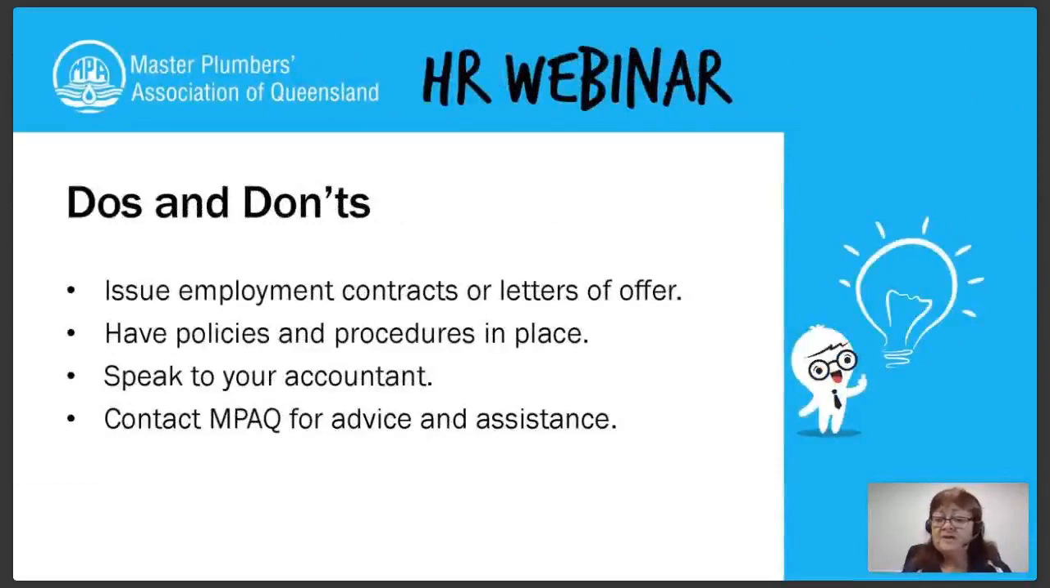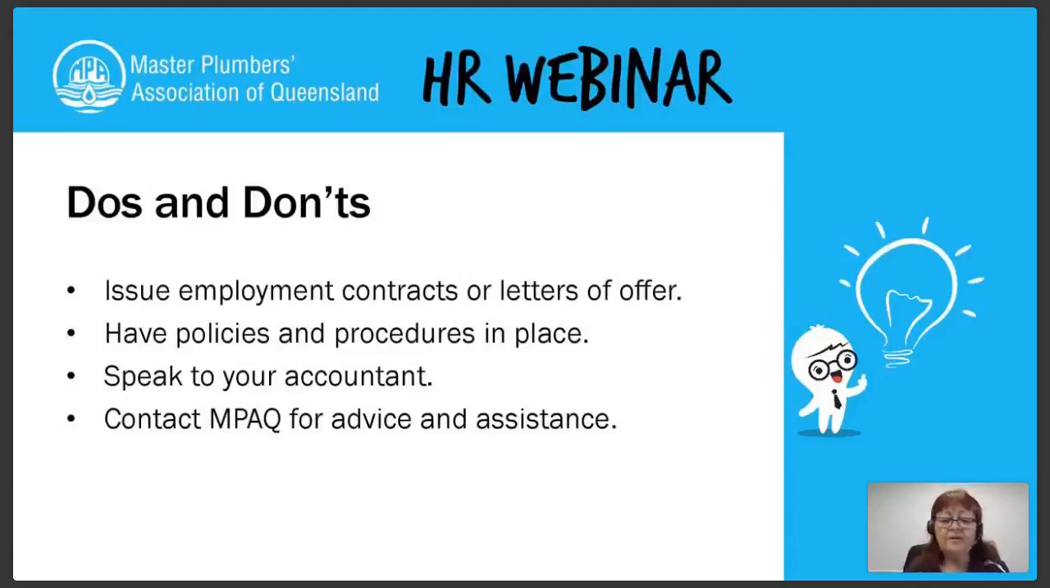Issue employment contracts or letters of offer for all of your employees. Should an employee make an application for unfair dismissal or an underpayment of wages, if you don't have anything in writing, the Commissioner will try to conciliate the matter and reach some sort of agreement. They won't believe one person over the other, so it's always best to have everything in writing. So if you issue an employment contract or a letter of offer, that's there to protect yourself as a business and to also protect the employee.